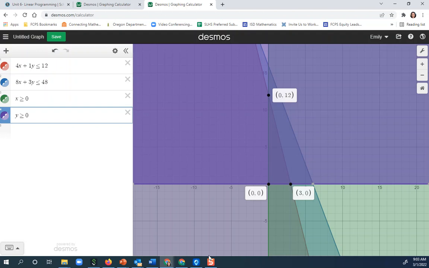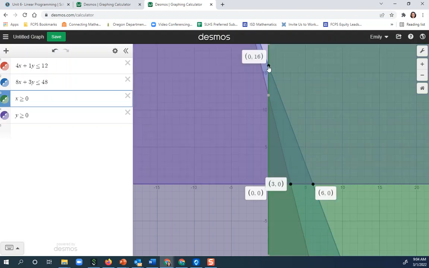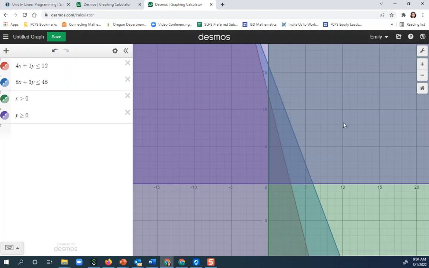How about 6, 0? Oh, excellent question. All right, so some of you have noticed that there's some more points, like 6, 0, and this one up here, 0, 16, right? Now those points aren't corners of the feasible region because the feasible region is the area that's shaded by all of them. See this part here? It's just missing this one. Okay, so it's the innermost region there. Beautiful question.